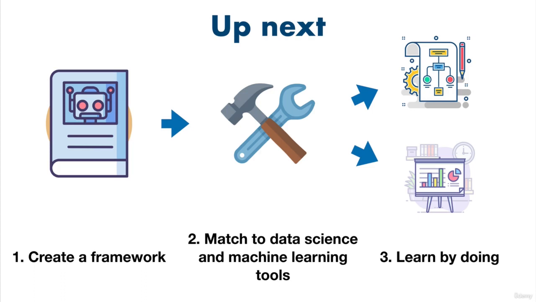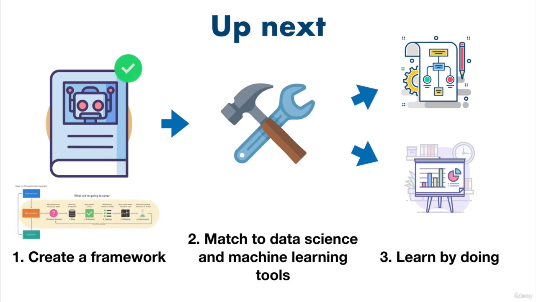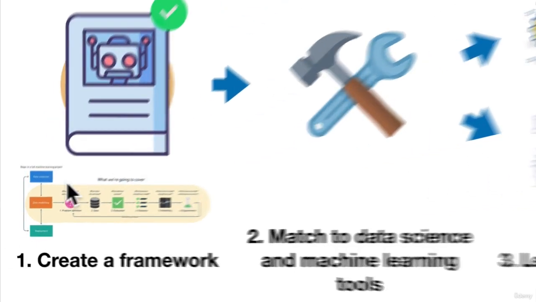Remember at the start how we said there were 3 major steps we were going to do? 1, create a framework. 2, match the framework to data science and machine learning tools. And 3, learn by doing. Well, after going through the last couple of lectures, you've just ticked off step 1. We've now got a framework to use for the modeling section of machine learning projects. Look how beautiful that is.